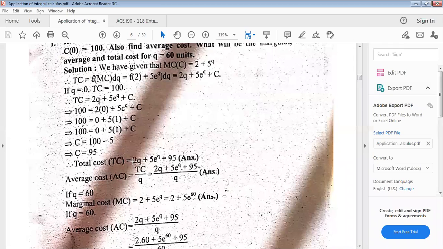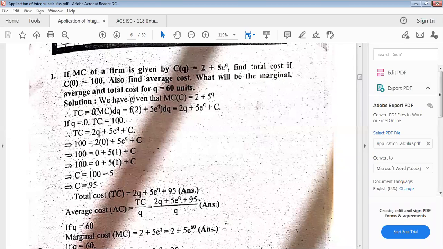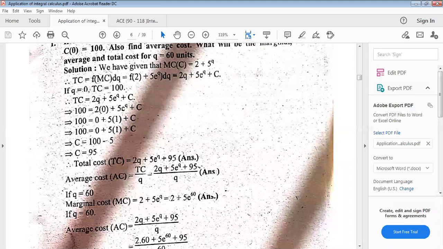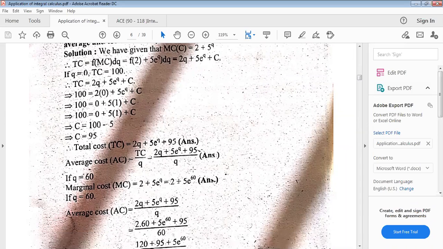So what will the total cost be? Total cost is 2q plus 5 into e to the power q plus 95, right? This is the constant term, 95. This is the total cost. Now average cost can be written as total cost divided by the number of units, right? Total cost divided by q. This divided by q is the average cost.